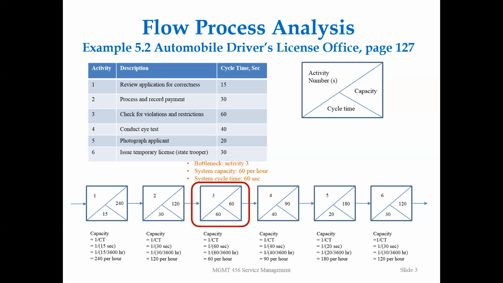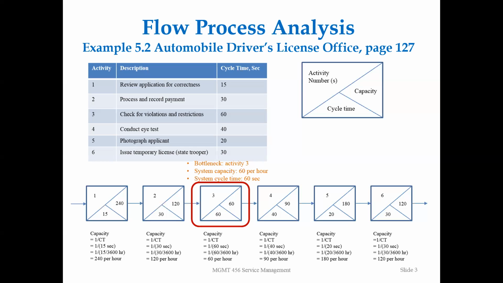So that is how we analyze a flow process. Basically, draw a flow chart first. Then you write down 2 pieces of key information, cycle time and the capacity. Then you try to identify the bottleneck. Then you try to figure out what is the capacity or cycle time for the entire process, or system capacity, system cycle time.